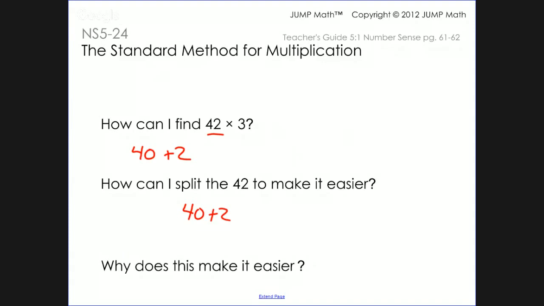It makes it easier because now we're only dealing with tens and ones, and we're dealing with numbers that we know how to multiply by. We know how to multiply by 2, and we can actually multiply by 40 by imagining it being 4 and then just adding a 0 on the end.